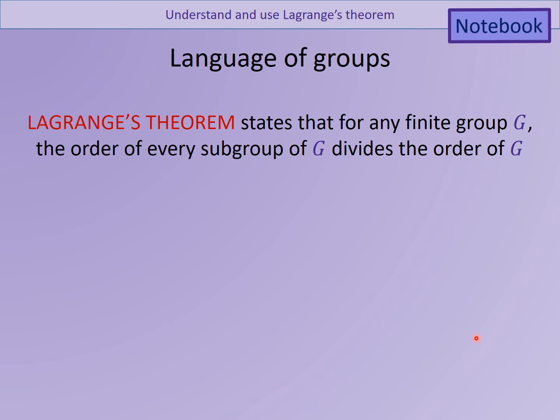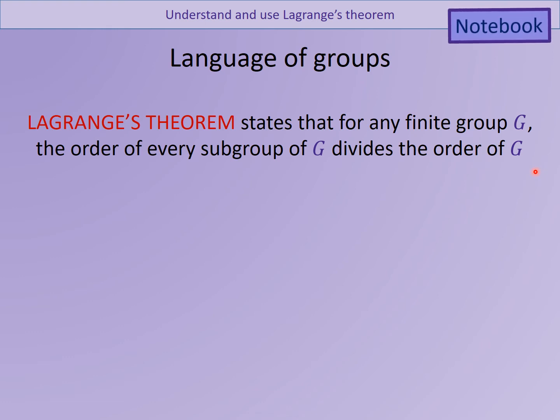So the number 6 has the factors 1, 2, 3 and 6. Notice that 6 divided by any of those numbers always works: 6 divided by 1 is 6, 6 divided by 2 is 3, 6 divided by 3 is 2, 6 divided by 6 is 1. 5 wouldn't be a factor of 6 because you can't do 6 divided by 5 nicely. And that's exactly what Lagrange's theorem states as well. It says for any finite group G, the order of its subgroup should divide perfectly into the order of the original group itself.